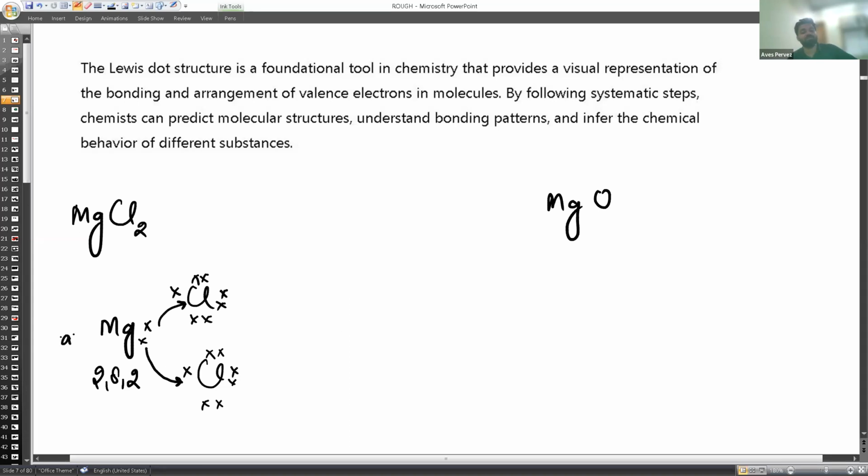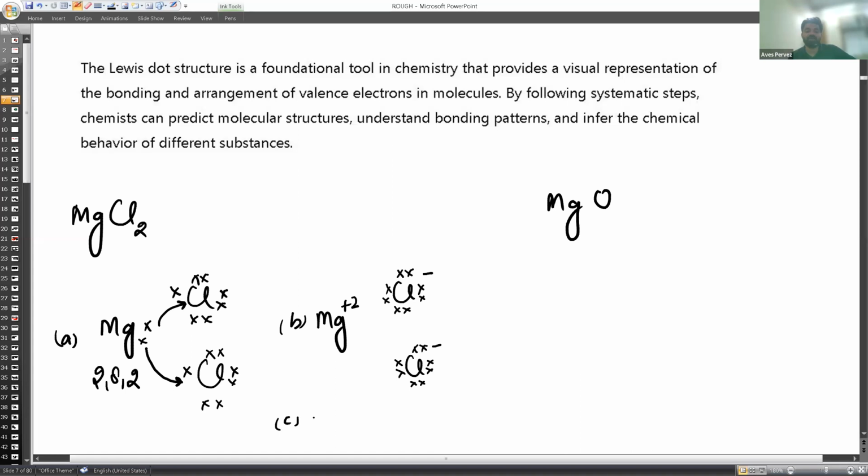This is the first step, in which we represent the outermost shell electrons and the donation of electrons by arrow. The second step, after the donation, Mg will become 2 positive and the 2 Cl will acquire negative charges, one negative charge each. And now they become Cl minus. And then after this, what would happen?